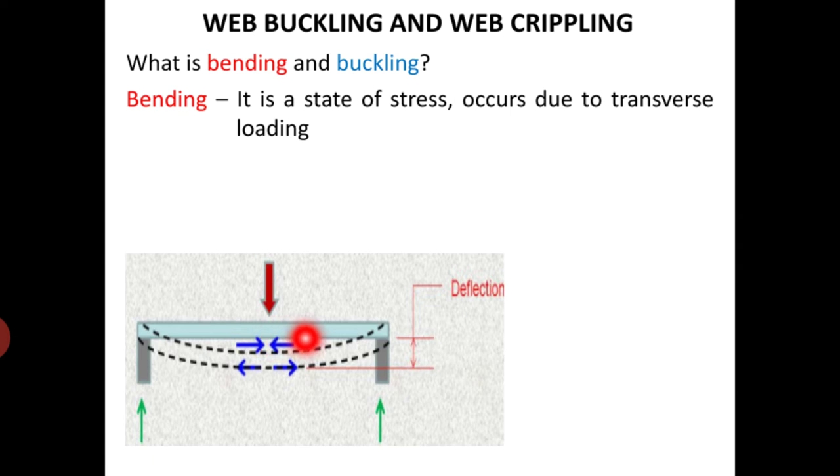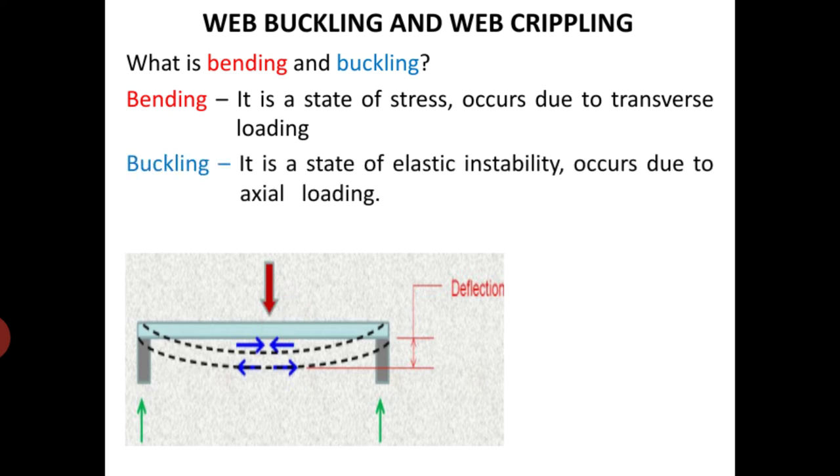On the upper side of the beam, the fibers are subjected to compressive stresses, so they get contracted, and on the lower side of the beam the fibers get elongated and are subjected to tensile stresses. Because of these stresses, the beam is subjected to bending. This is what we call bending. This is a state of stress and occurs due to transverse loading.